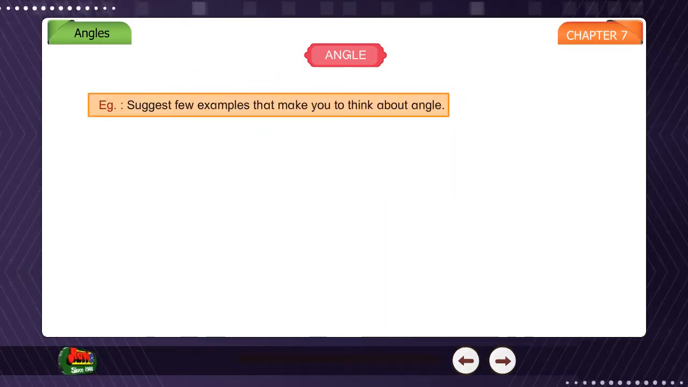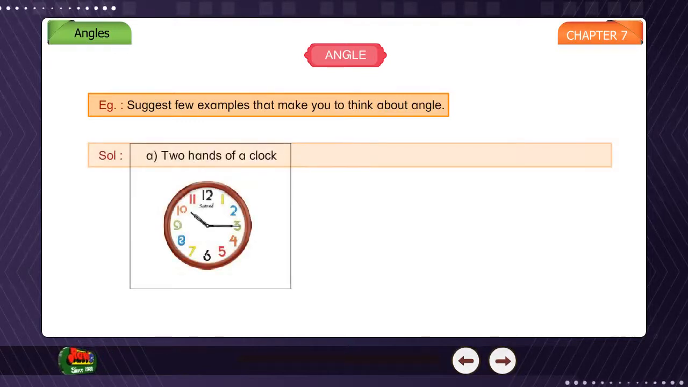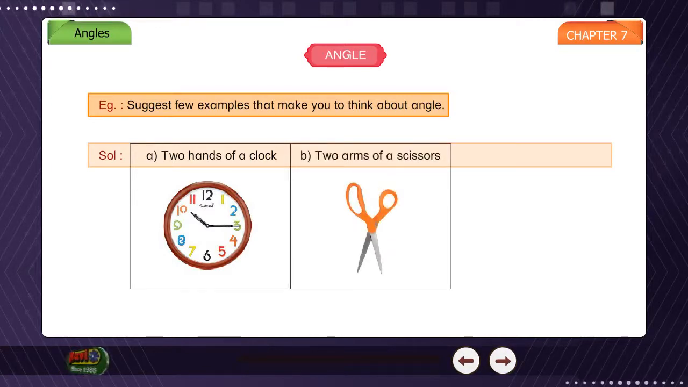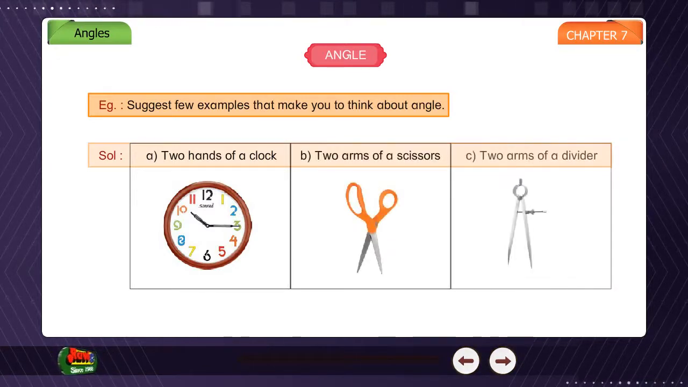Example. Suggest a few examples that make you think about angles. Solution. A. Two hands of a clock. B. Two arms of a scissors. C. Two arms of a divider.